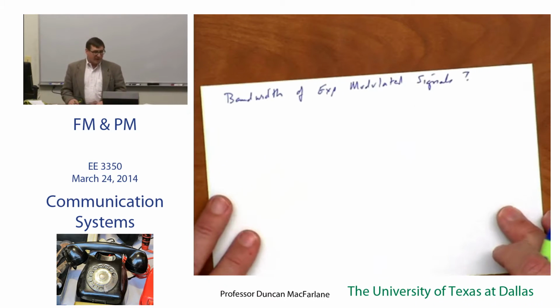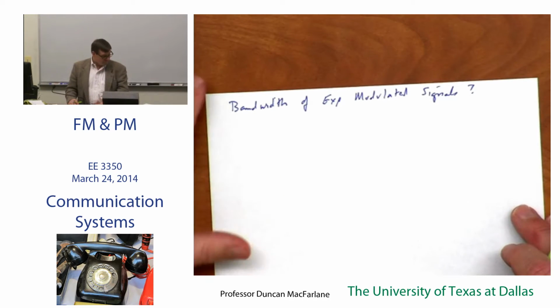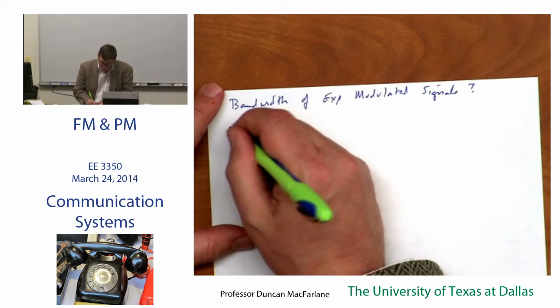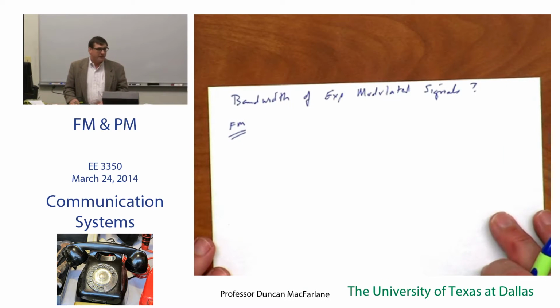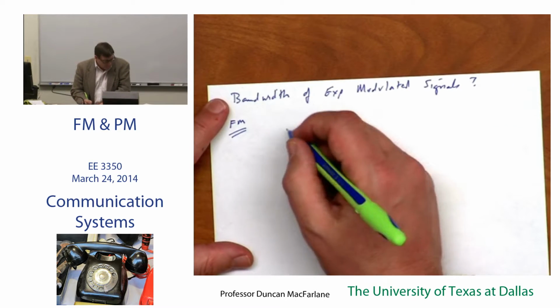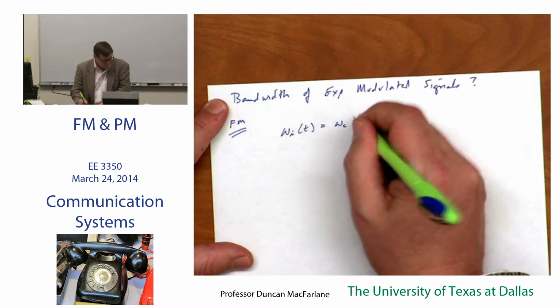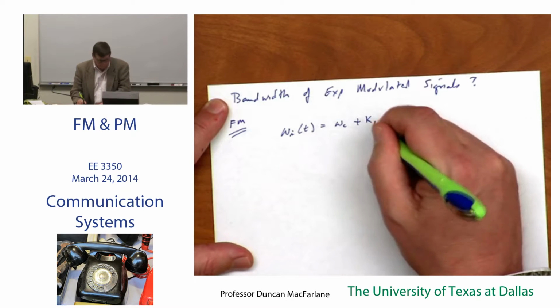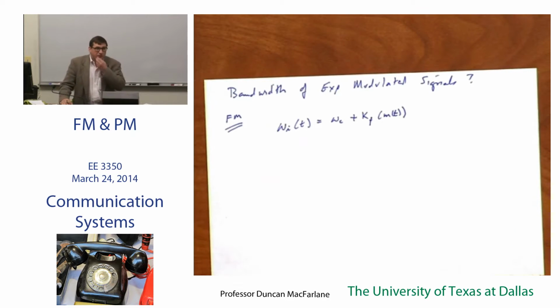So what's the bandwidth of exponentially modulated signals? And I'll start with FM. I'll probably end with FM too. It's not terribly different. The construction is not terribly different in either case. And I'll break down what I know about FM. And that's my instantaneous frequency.